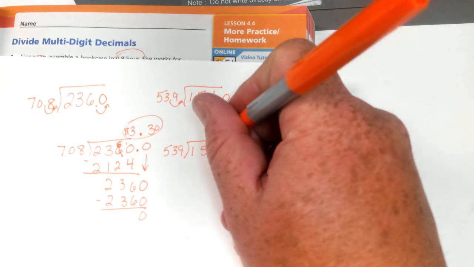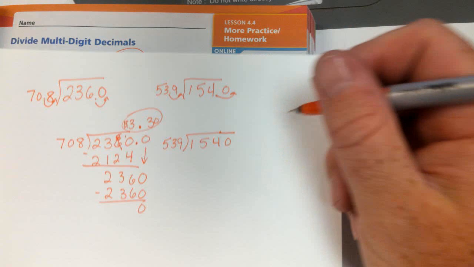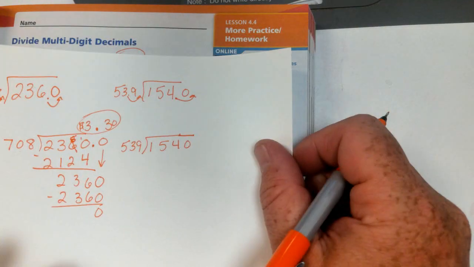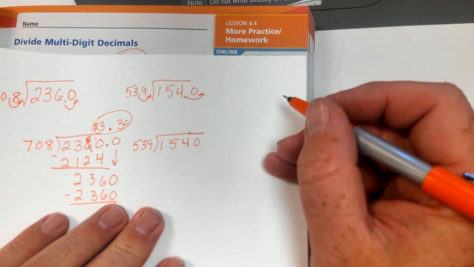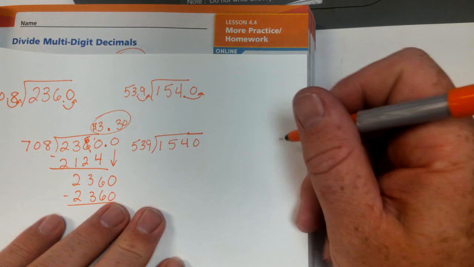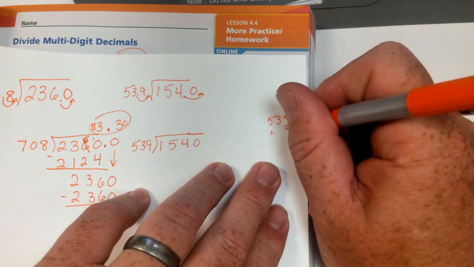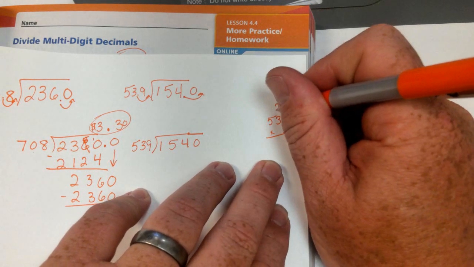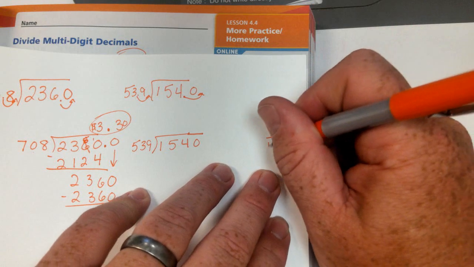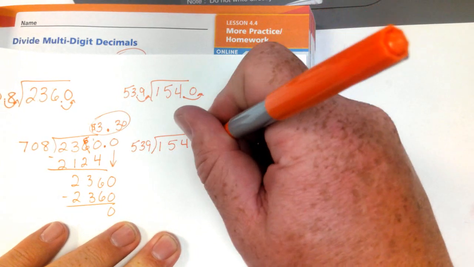Okay? Now over here, 539 going into 1,540. I'm going to guess that this is going to be about, I don't know if I'll be able to get in there 3 times. What do you think? I don't know. I better just check that on the side here. 539 times 3: 9, 11, 15, 16. Yeah, that's too much. So I'm only going to be able to go in there 2 times.